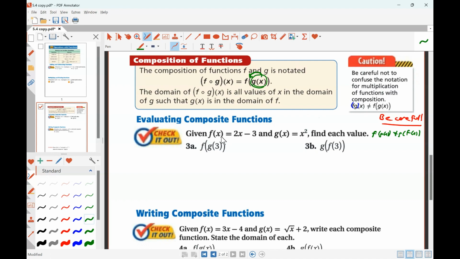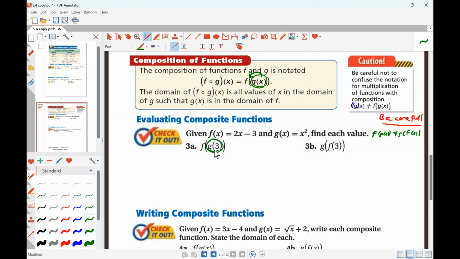For example, f of x is given as 2x minus 3, g of x is given as x squared in this question. We are asked to find f of g of 3. So we always start on the inside and work our way out. We start inside. The inside function is g of 3. So the first thing we need to do is find g of 3.